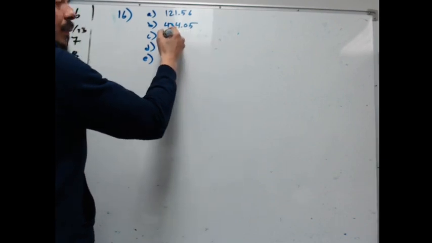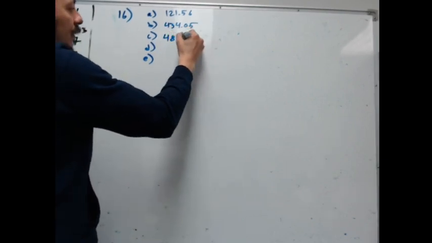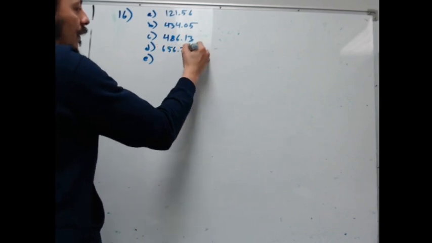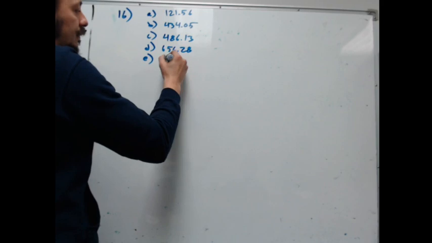The third is 486.13. Then 656.28. And last, 1093.8.